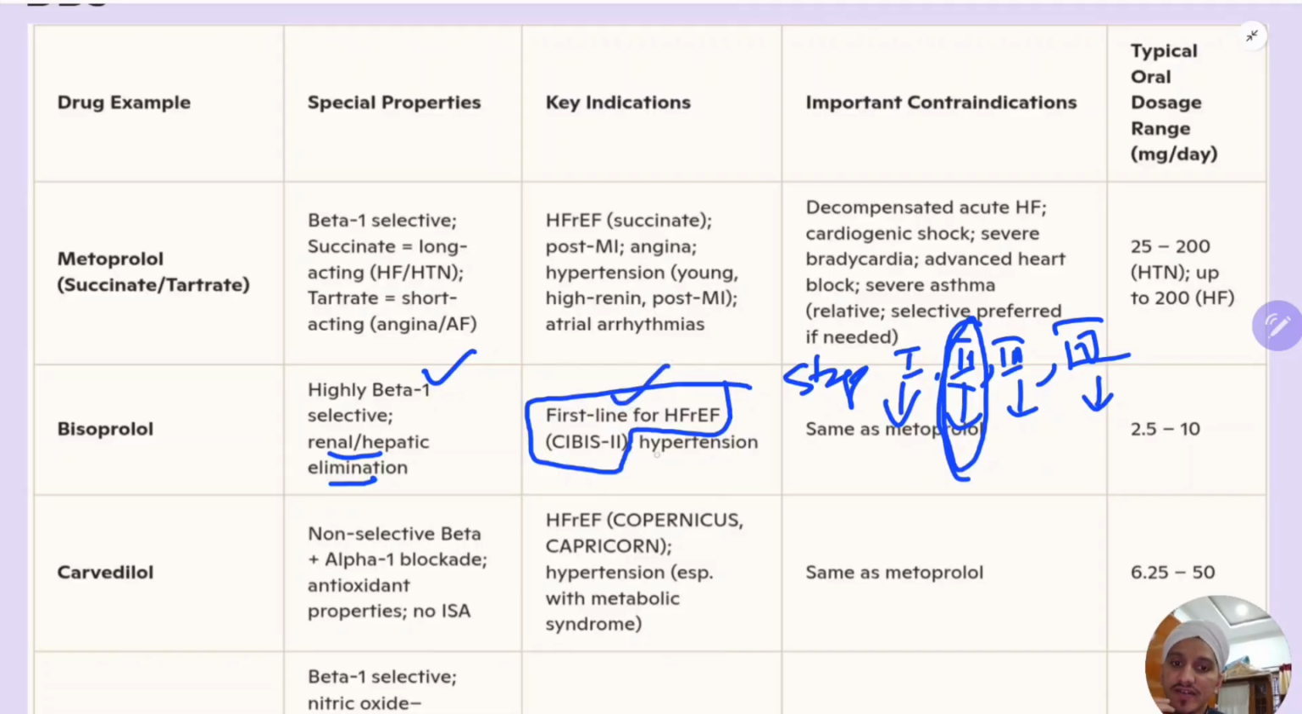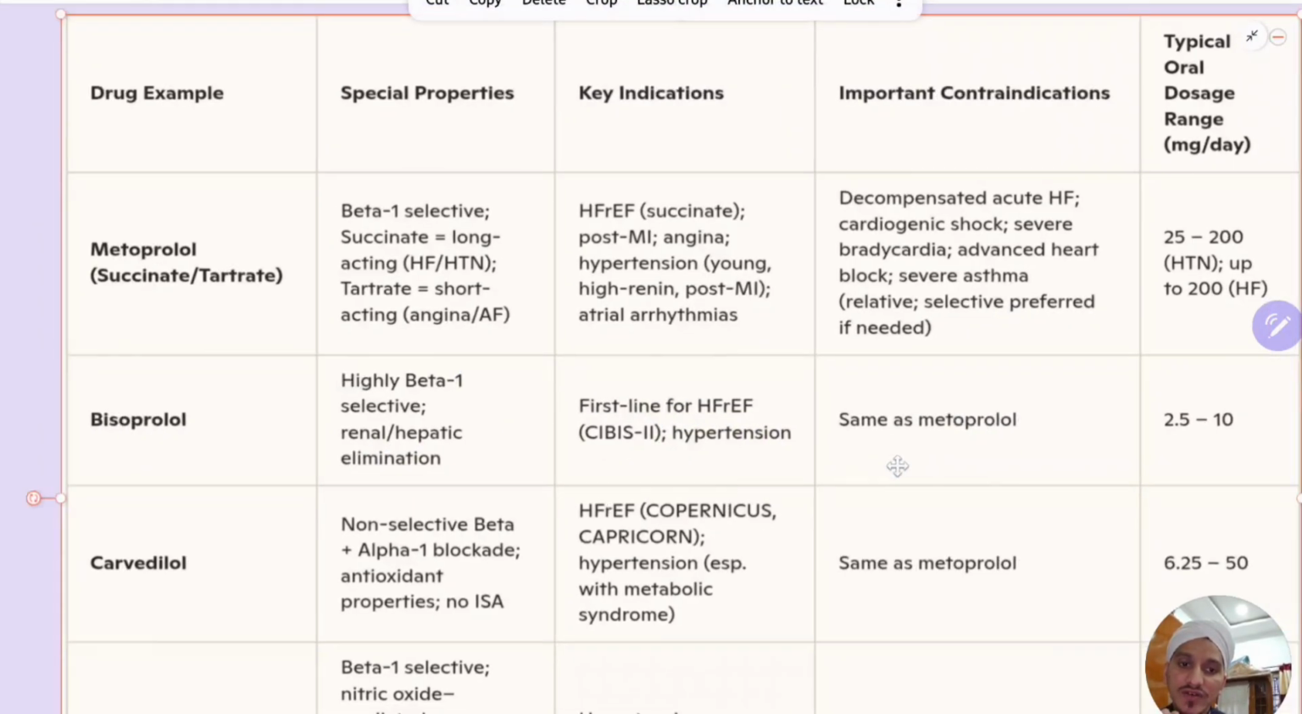So this is the first line for HFrEF and hypertension also. So remember this point. Even though metoprolol is used very commonly, bisoprolol is a highly selective beta blocker. So this can be used, and this is the first line beta blocker for heart failure patients with reduced ejection fraction. Contraindication is same as metoprolol. Dose is 2.5 mg to 10 mg, usually used as OD dose. Usually 5 mg OD it is used.